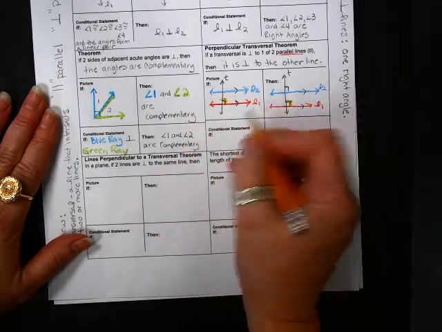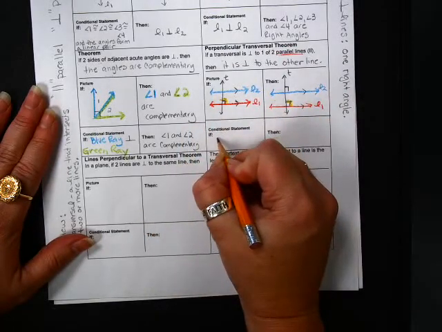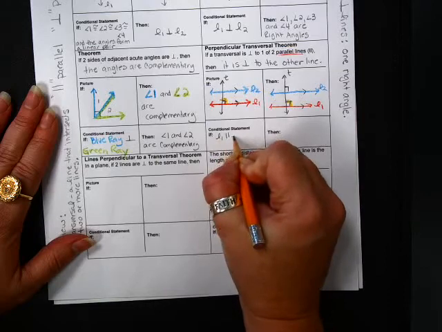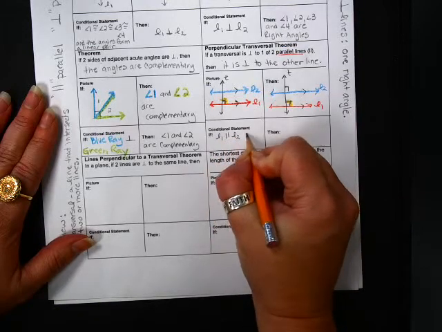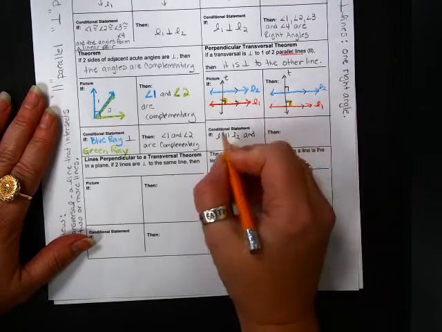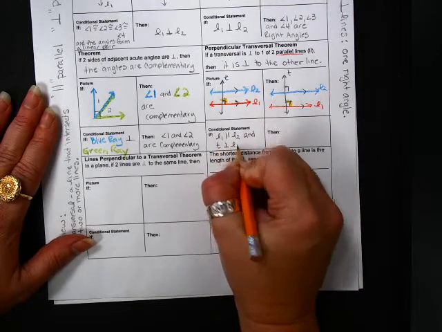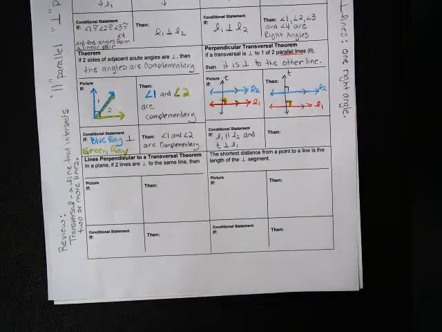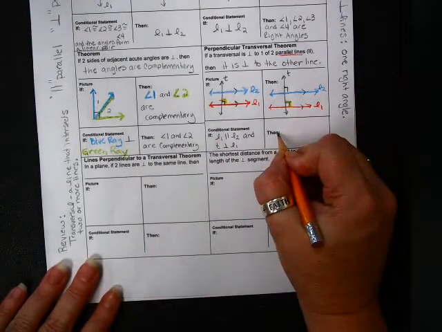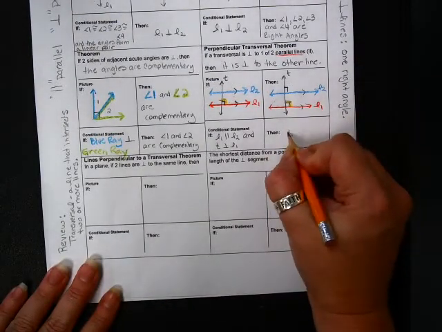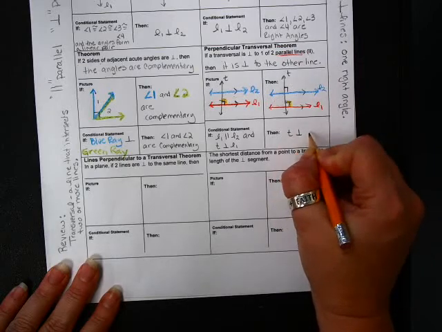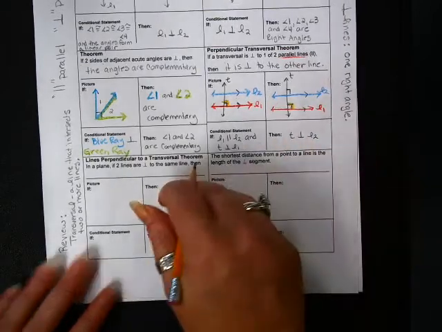So our more traditional conditional statement would read, if line 1 is parallel to line 2, and the transversal is perpendicular to line 1, then the transversal is going to be perpendicular to line 2.